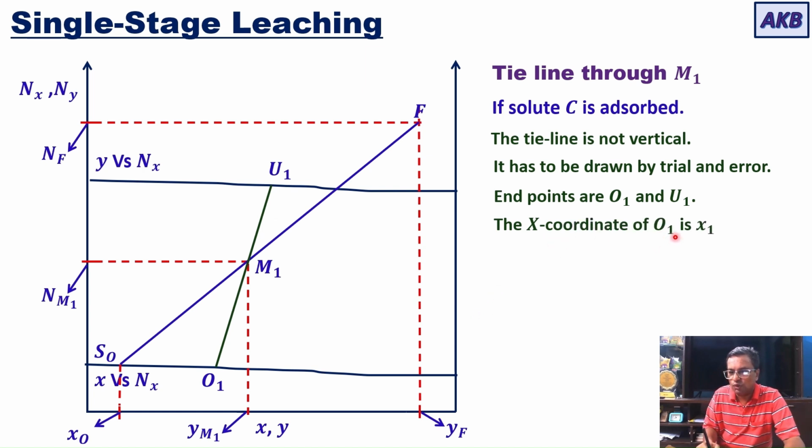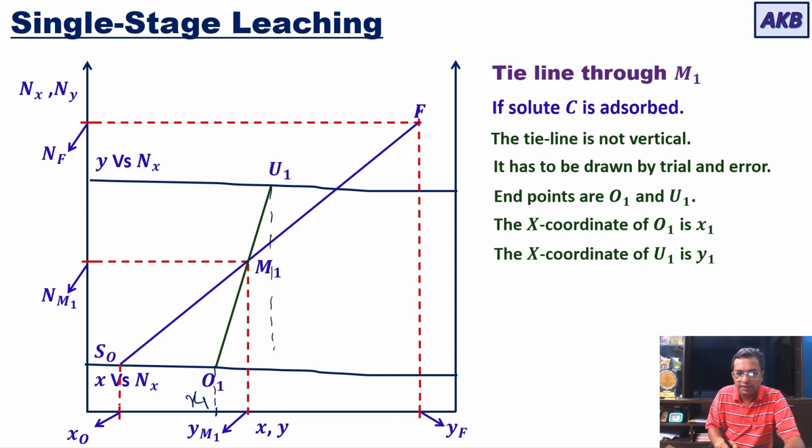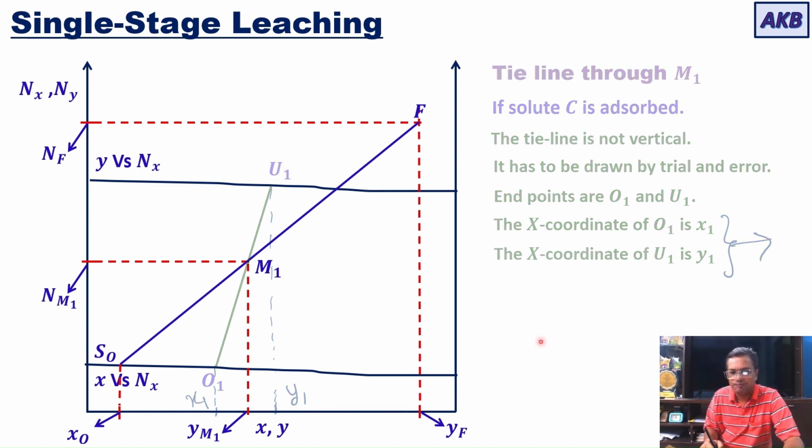The x coordinate of O1 is x1. So you just have to read the x coordinate of O1, that will be x1, and the x coordinate of point U1 is y1. Let me just show you. The x coordinate of point U1 will be y1. So the point is, in this case, x1 and y1 will be known to you.